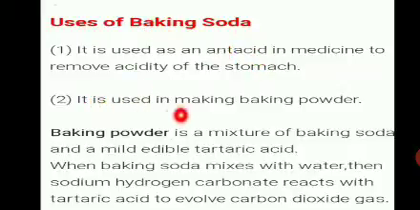Second use is it is used in making baking powder. All of you know that for making cakes and bread we put baking powder. That means baking soda and baking powder are two different substances. No, it's not the same. Baking soda is sodium hydrogen carbonate, but baking powder is a mixture of baking soda and a mild edible tartaric acid.